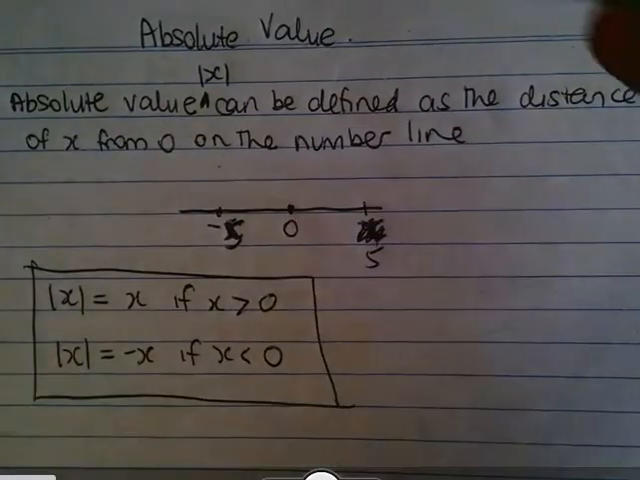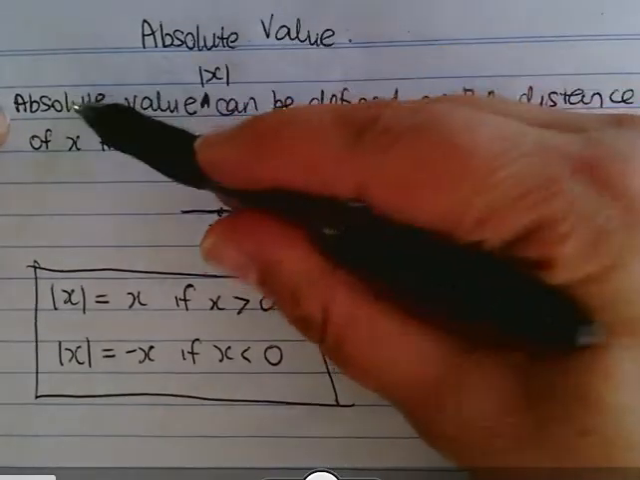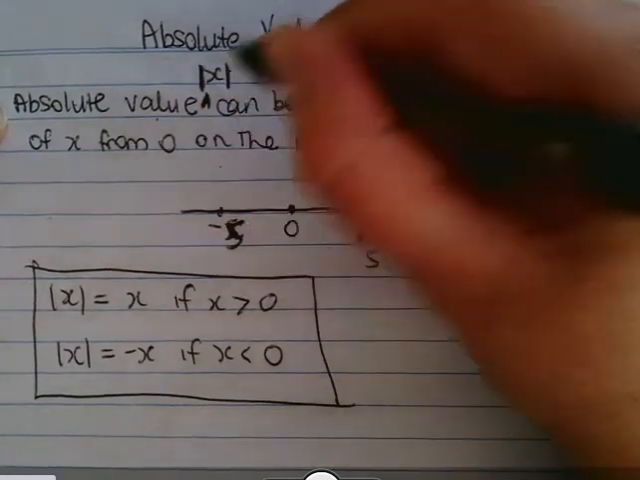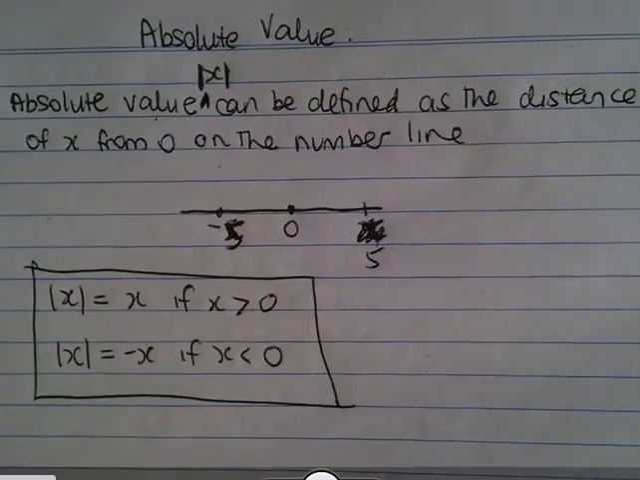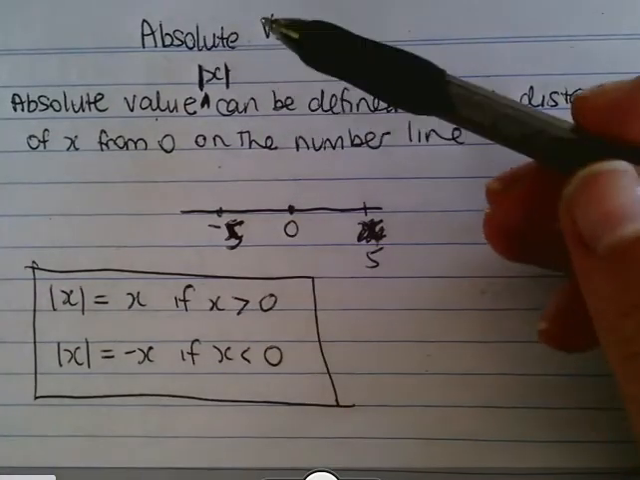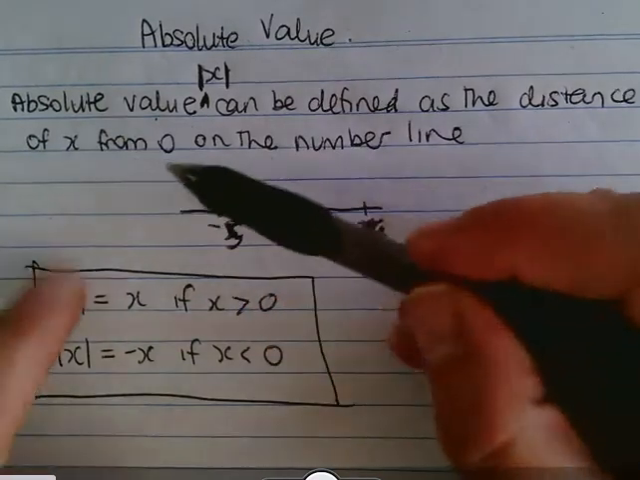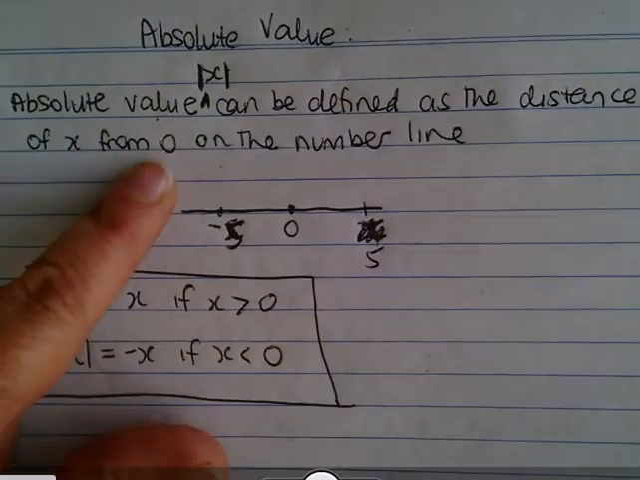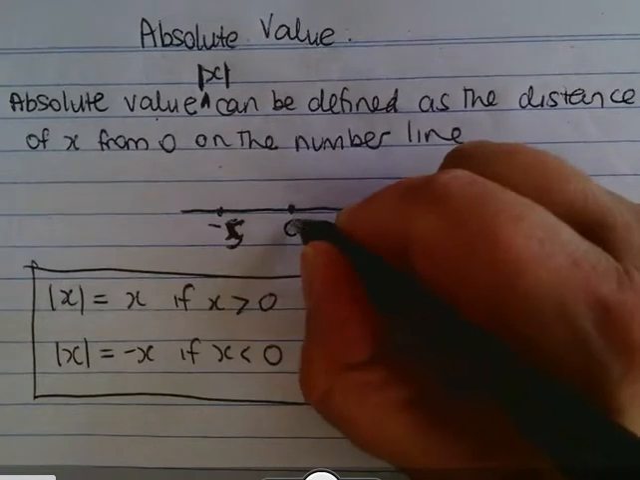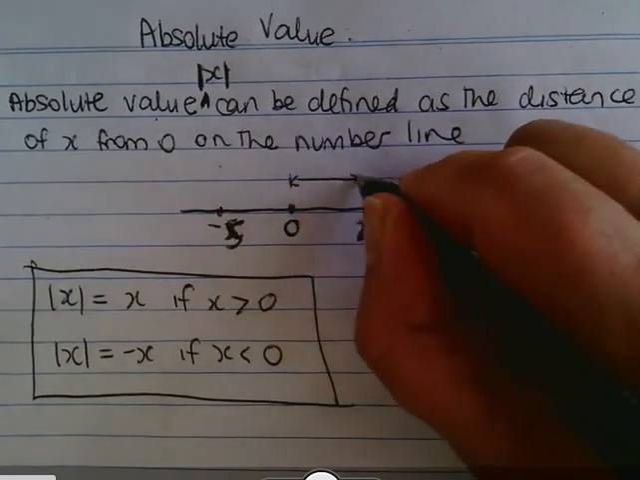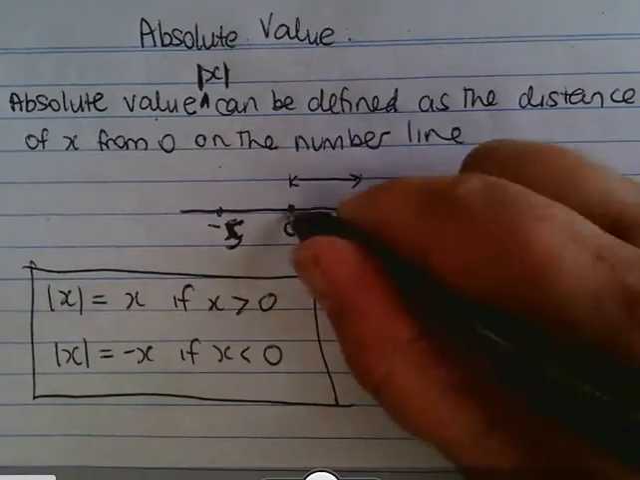Absolute value. If I want to say the absolute value of x, I put x in between these two vertical lines. That's how I write absolute value of x. The way you can think of it is it's defined as the distance of x from 0 on a number line. So if I've got 0 on the number line and I've got 5 here, what would this distance be? What's the distance from 0 to 5?